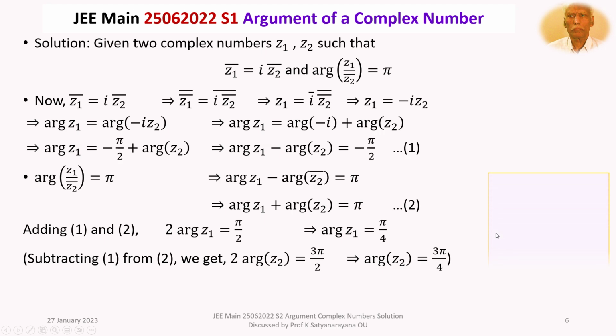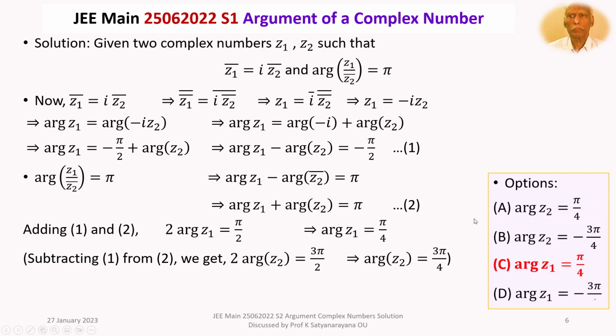So let's look at our options. Argument of Z1 is equal to pi by 4 appears against option C, and argument of Z2 is equal to 3 pi by 4 is not there in any of the options. Therefore, our answer for this question is argument of Z1 is equal to pi by 4. So our answer is option C.